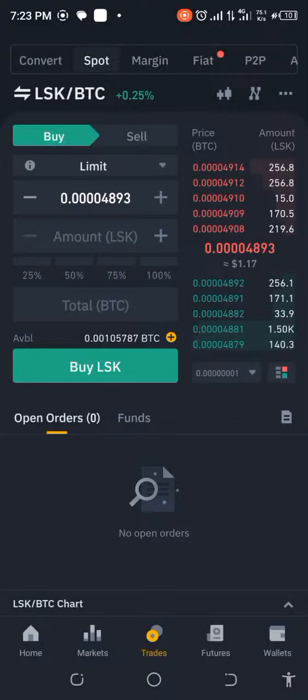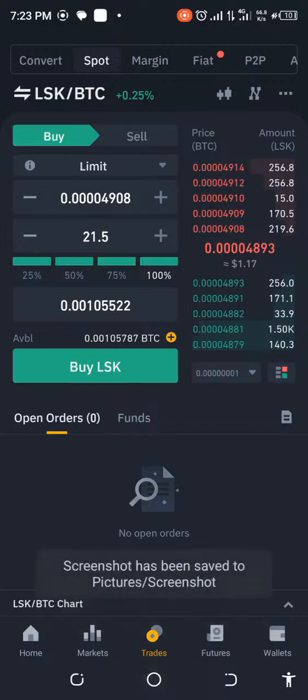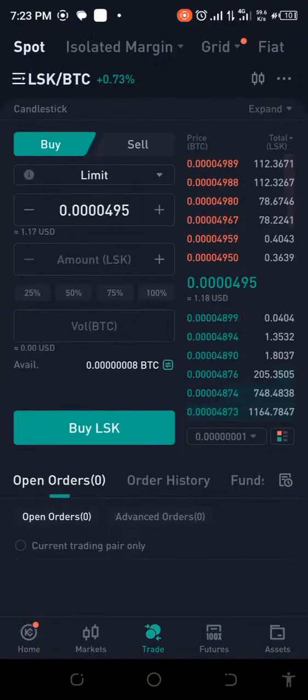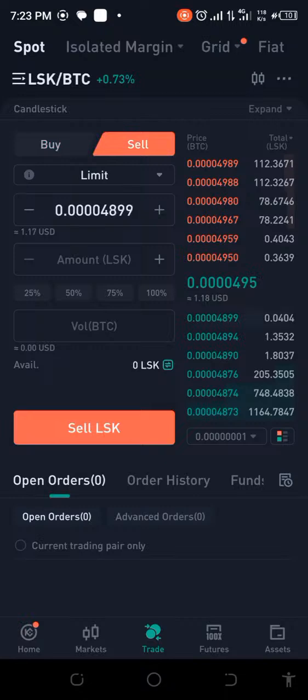I'll try and see what we can do. If I pick this amount, what would it give me? Oh, that's 4908. Wow, that's going to give me less than what I want. Let me see what that's going to give me. It's going to give me 21.5. Should I go ahead with that? Let's try and see what this will give us on the other side before we go ahead. So 495. If I want to sell this, what would I be selling it as? 4899. That's going to be lesser than what we want.